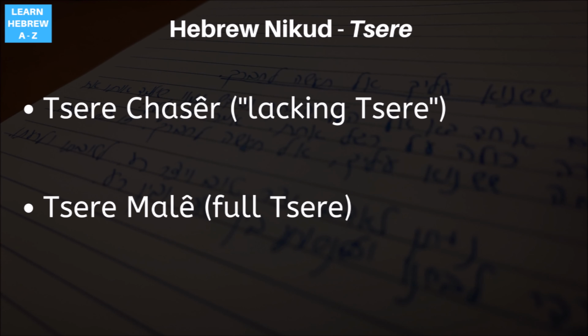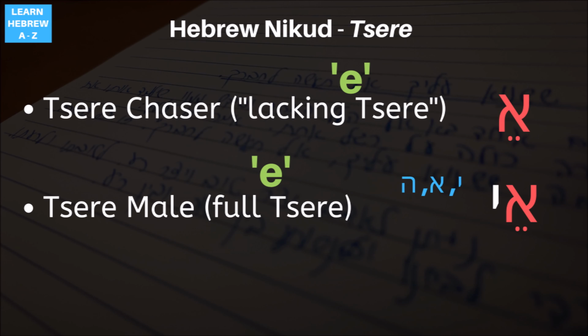There are 2 variations for Tzere: Tzere Chaser and Tzere Male. Tzere Chaser, or lacking Tzere, is represented by 2 dots underneath the letter. Tzere Male, or full Tzere, is also represented by 2 dots underneath the letter, but it is also accompanied by a mother of reading. A mother of reading is a letter that in some cases indicates a vowel and not a consonant, usually Yod, Aleph or He. Both Tzere Male and Chaser create the sound of E and represent a long vowel.